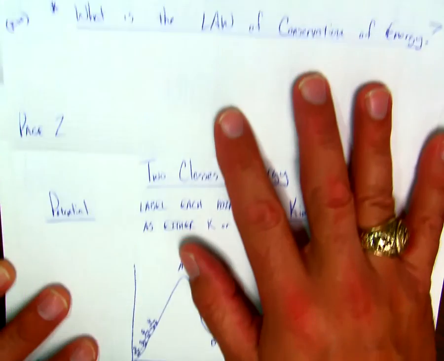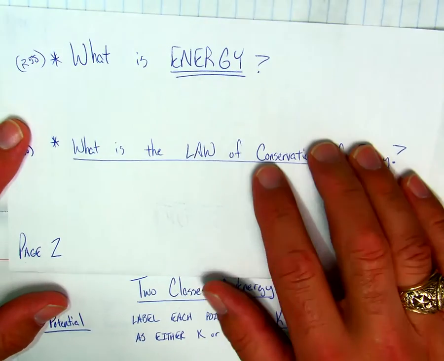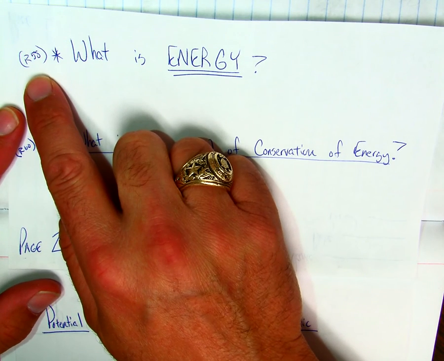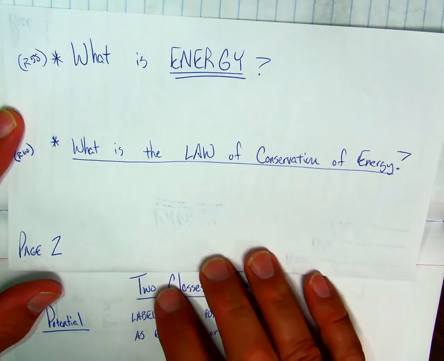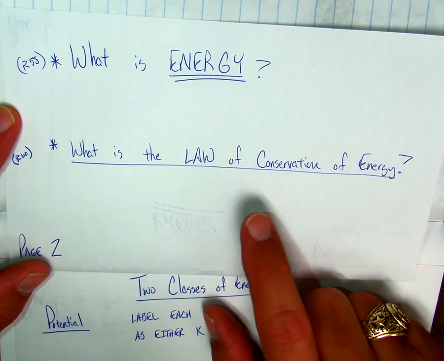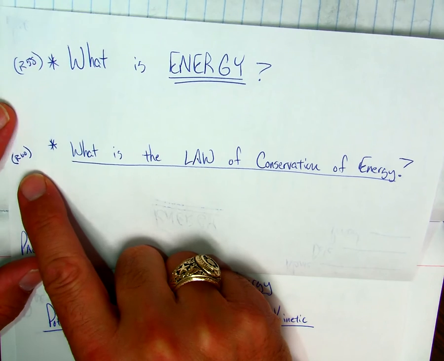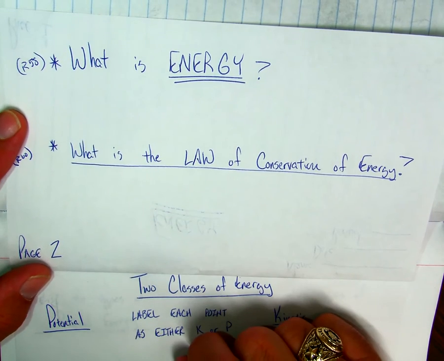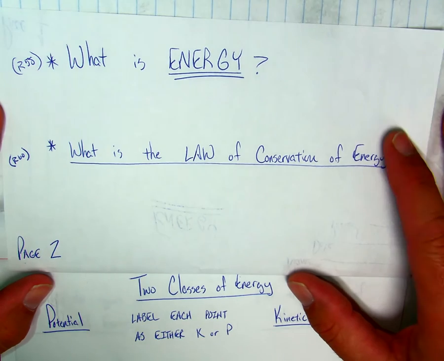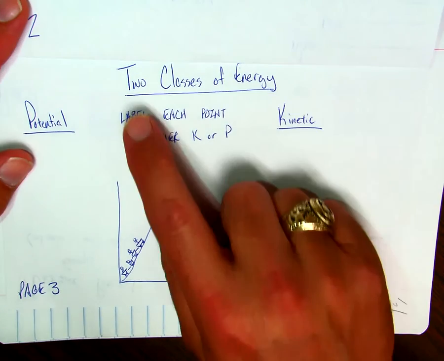All right, so on page 2, you're going to define what is energy. Now, you can use that definition that you find on page R58 of your red book that you keep in class. And then you're going to do what is the law of conservation of energy. You can find this in your interactive notebook, but you can also find it on page R60 of the red book that you keep in class here on campus. That's for page 2.